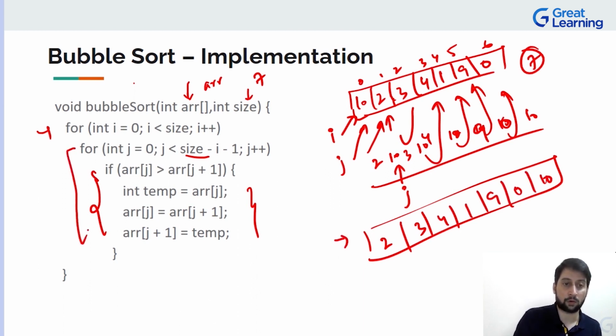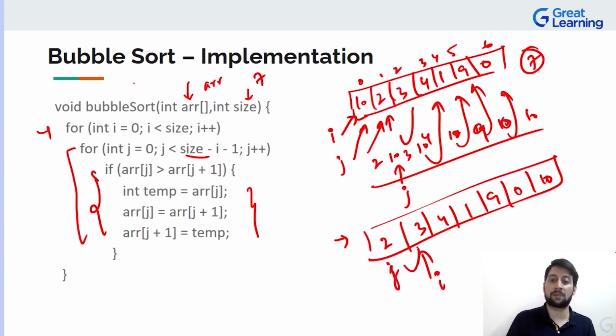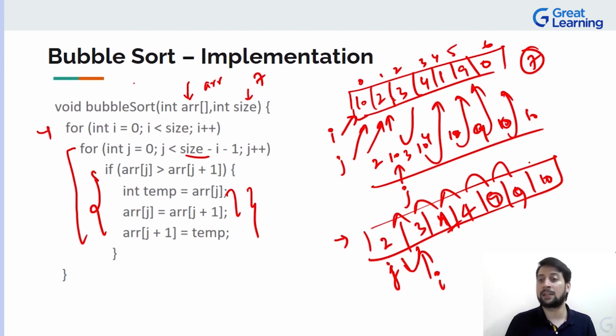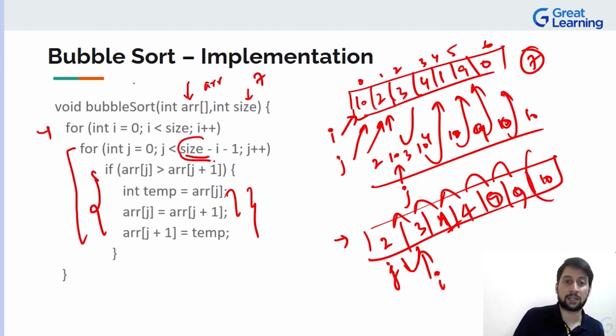That means this entire for loop has been exhausted once. Now the next time I will be incremented, and j will start again from the beginning. 2 and 3 will be compared, nothing will happen. 3 and 4 will be compared, nothing will happen. 4 and 1 will be compared, and the swap will take place, so 1 and 4 will be swapped. 4 and 9 will be compared, nothing will happen. 9 and 0 will be compared, and swapping will occur. And then the last element will not be compared because of the condition size minus I minus 1. Okay, so this is the implementation of bubble sort.